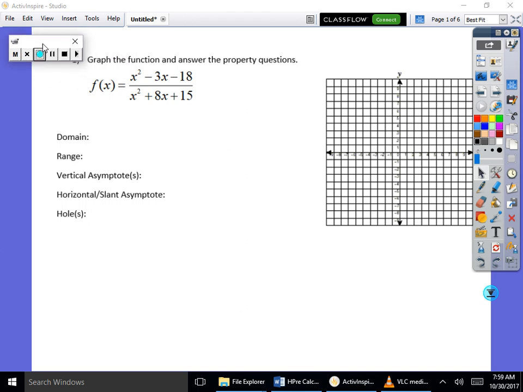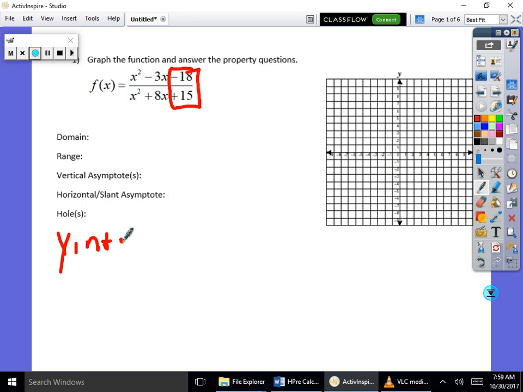Okay, we're looking at question 1. It asks you to graph the functions. The first thing I'm going to do is the y-intercept. There's my y-intercept. My y-intercept is going to be negative 6 over 5, which is negative 1 point something, I don't remember, 1/5. So 1/5, so 0.2. Okay, there's my y-intercept.